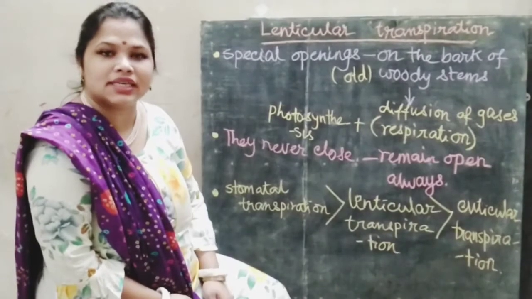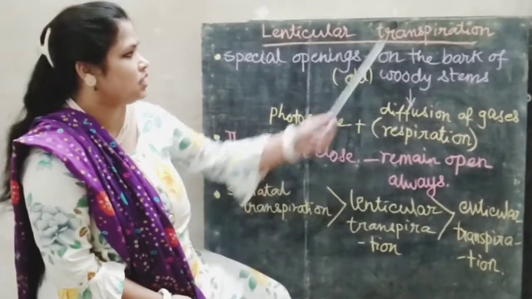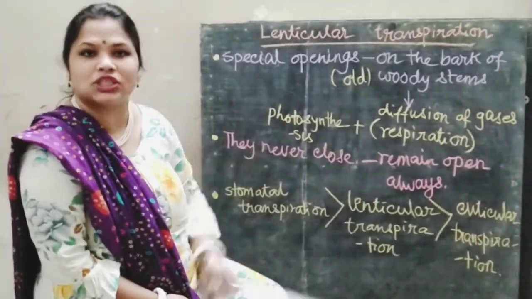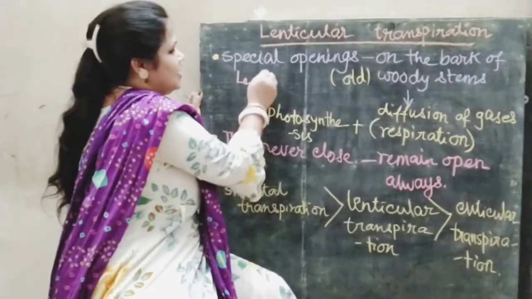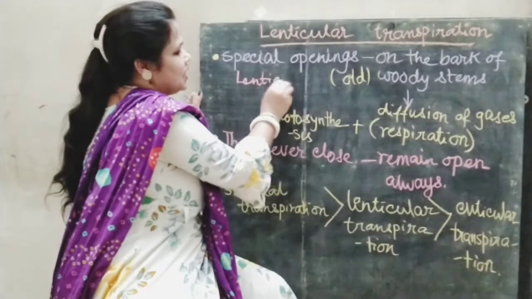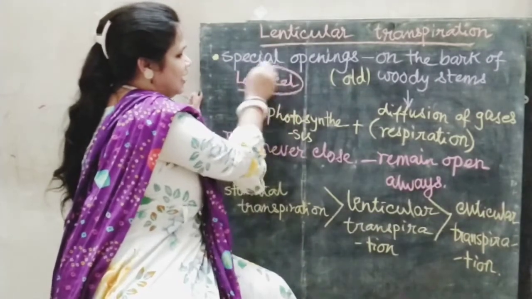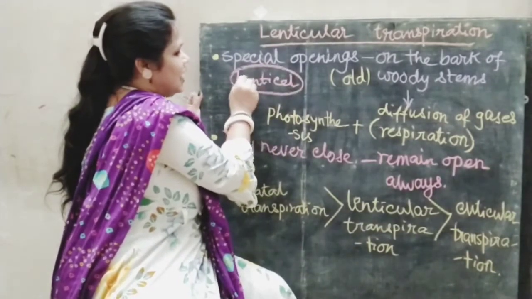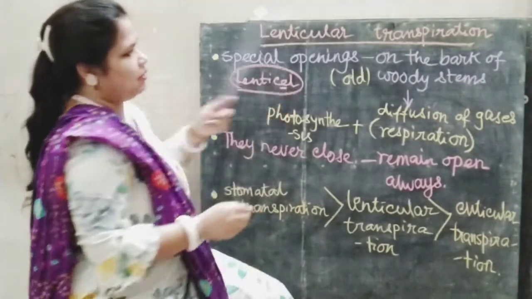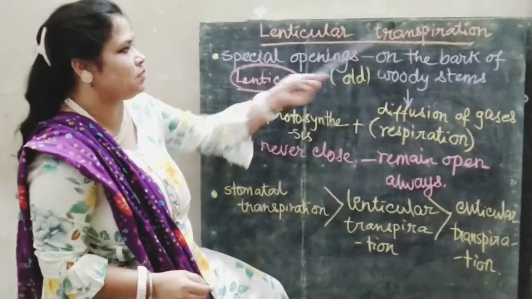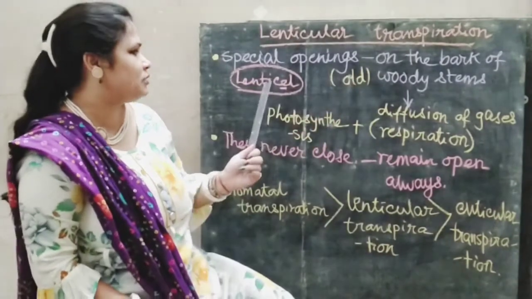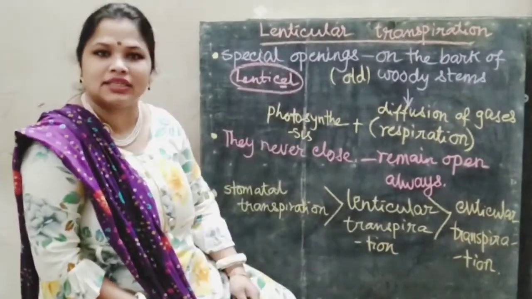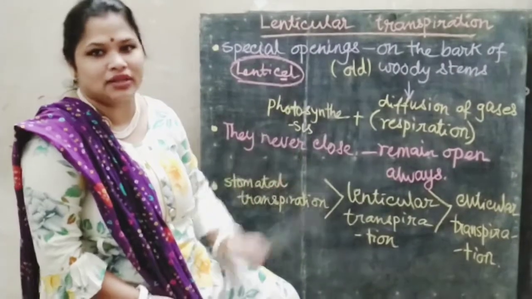Now the lenticular transpiration. So the transpiration that takes place through lenticels. Lenticel spelling is L-E-N-T-I-C-E-L. Okay? C-E-L, E is there. But while you are writing the transpiration, then it will be lenticular transpiration. So transpiration that takes place through lenticel is called lenticular transpiration. Now look at the board properly.